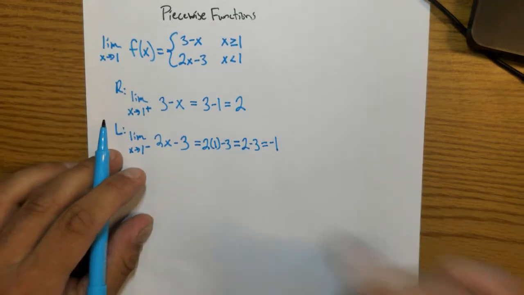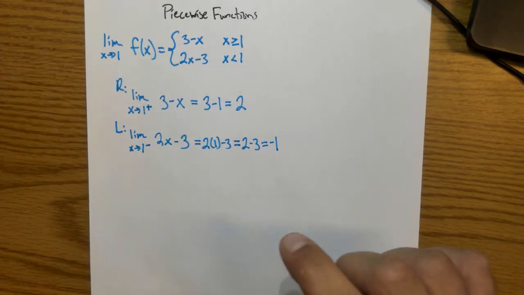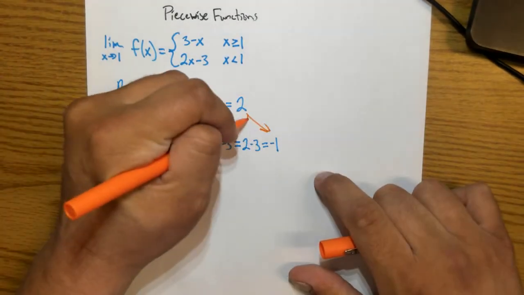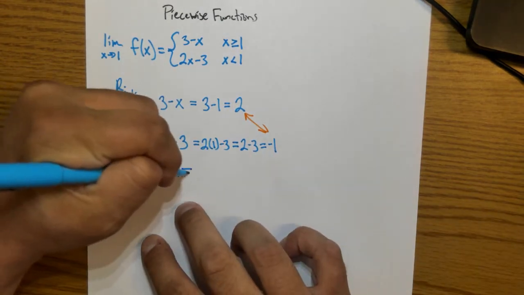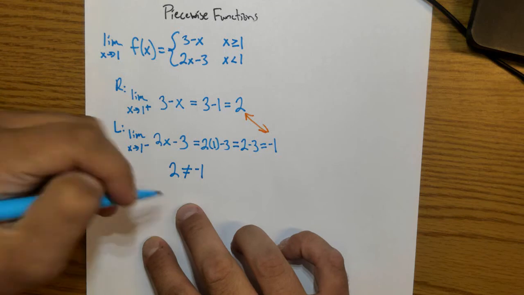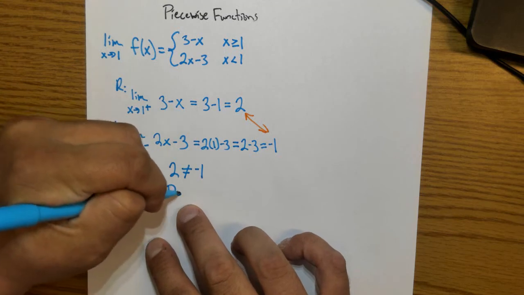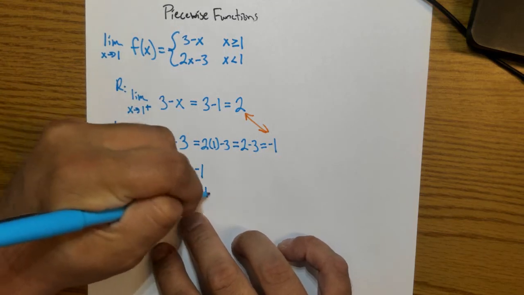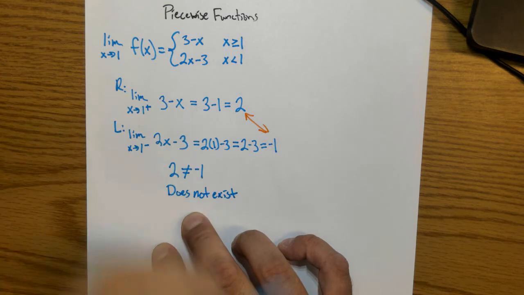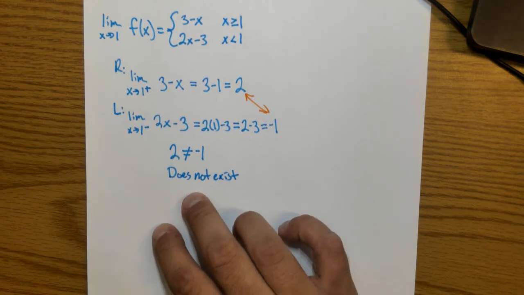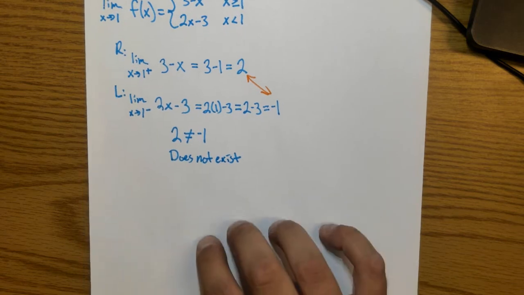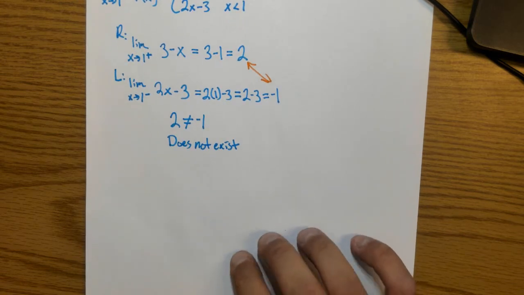Because these two don't agree, 2 does not equal negative 1, the limit does not exist. And that's how you find limits of piecewise functions. Let's do one more just to drill the point in here.